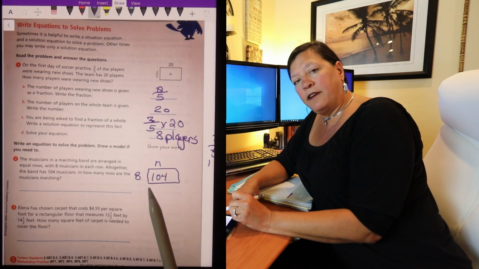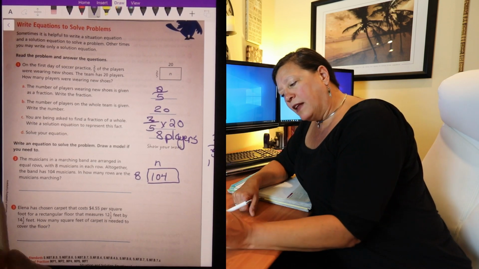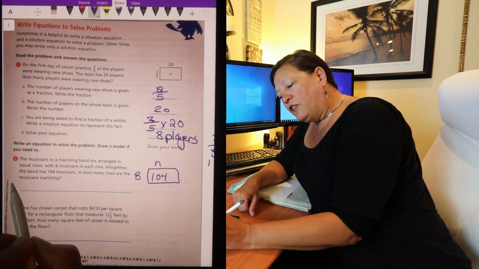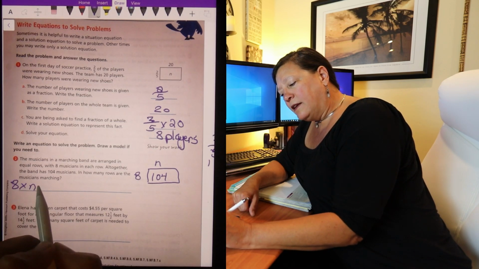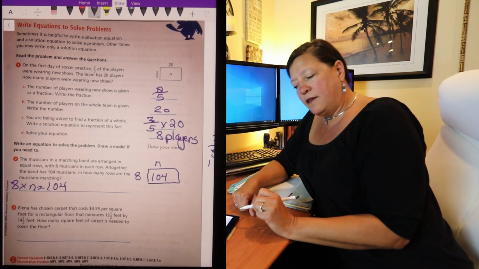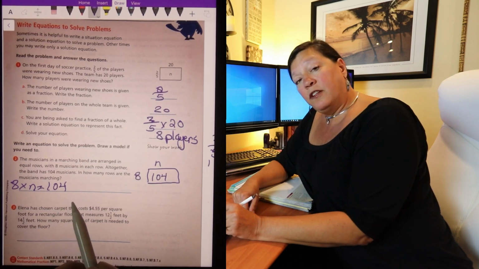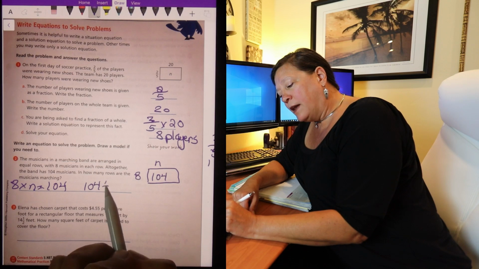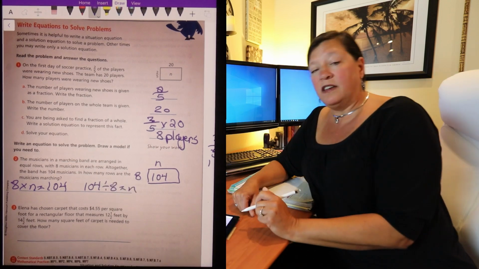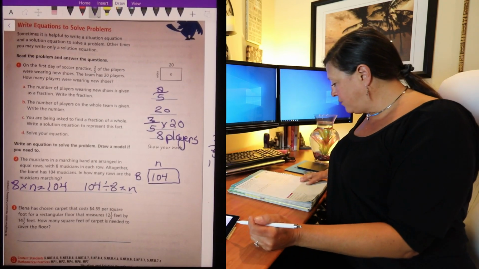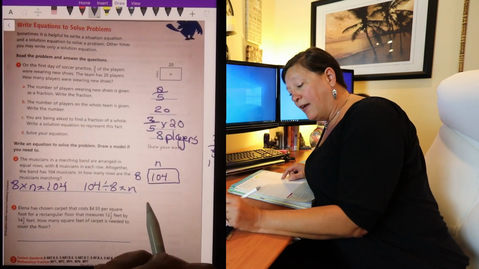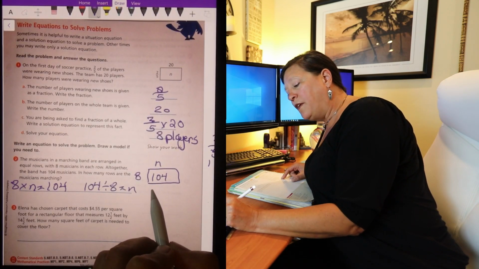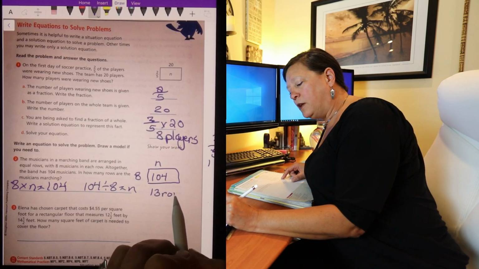Okay, so we have 2 factors and we have our product. So the situation equation here would be 8 times n equals 104. Okay, but the solution equation would be our 104 divided by 8. And that's going to give you n. Okay, so when you do that math, which you're going to do on your own, your answer should be 13 rows.